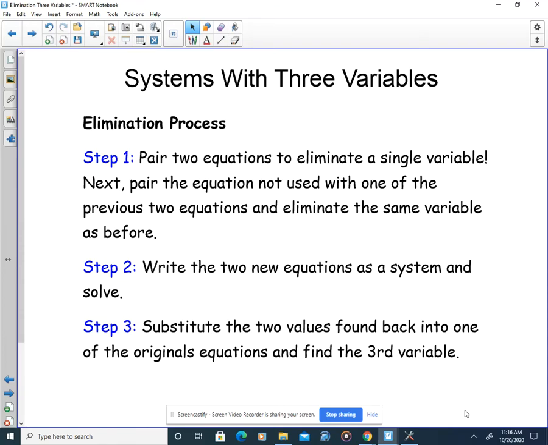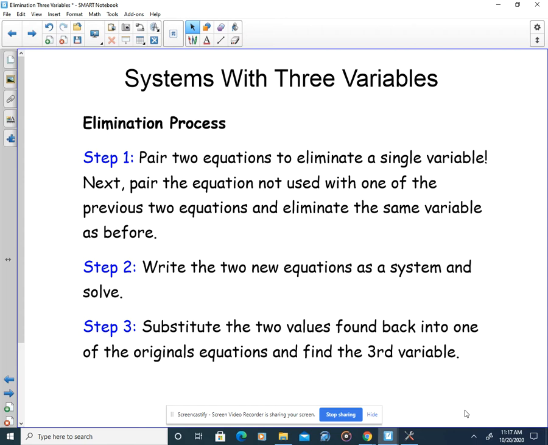Today we're going to learn how to solve a system of three equations with three variables by using elimination. All right, here's the process. There's 3 steps to it, basically. Step 1 says pair 2 equations to eliminate a single variable.